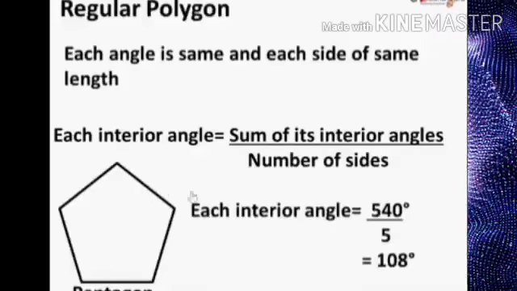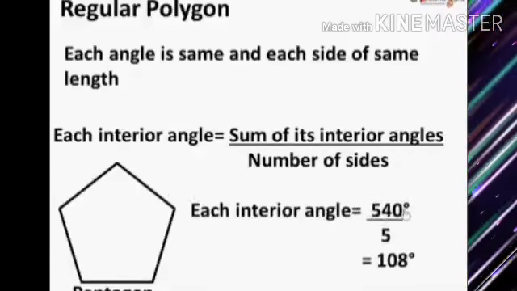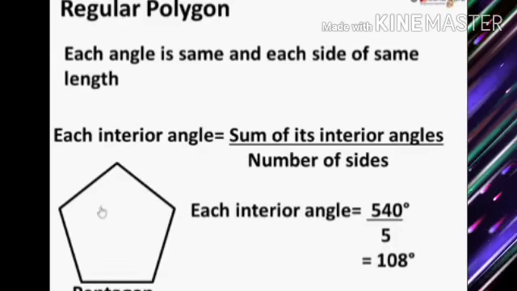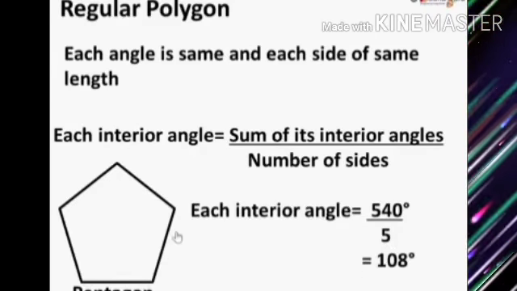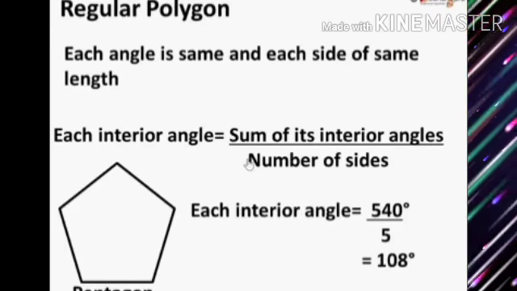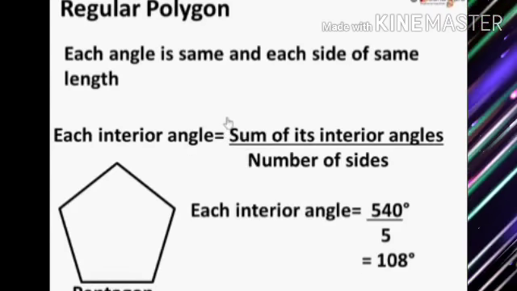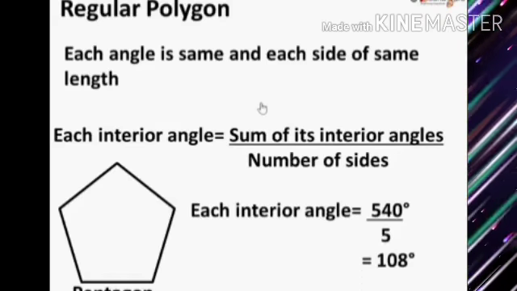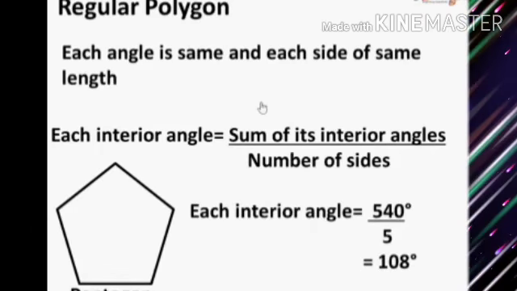Now suppose we are taking a pentagon. Now the sum of its interior angles is 540. We have just done it. 540 divided by the number of sides, that is 5, which is equal to 108 degrees. So each interior angle of a regular pentagon is 108 degrees.